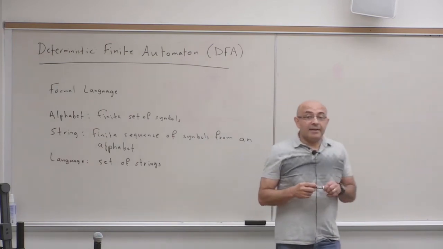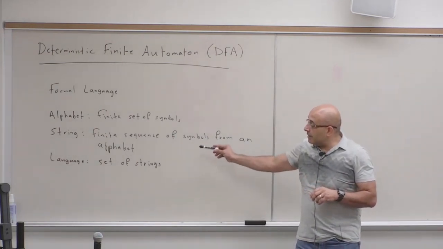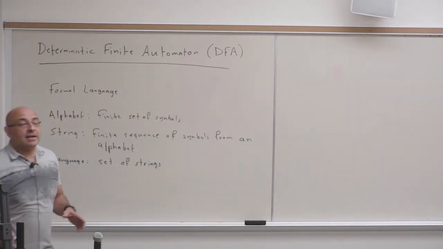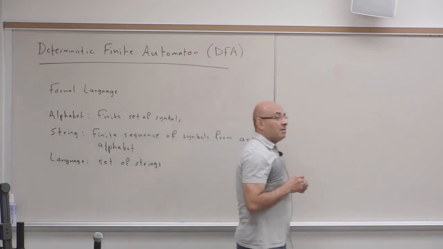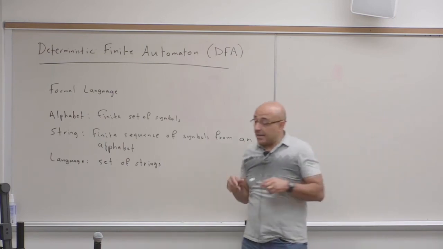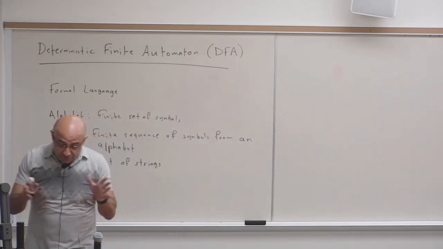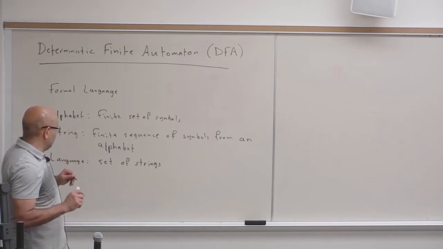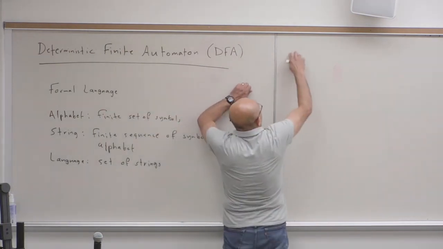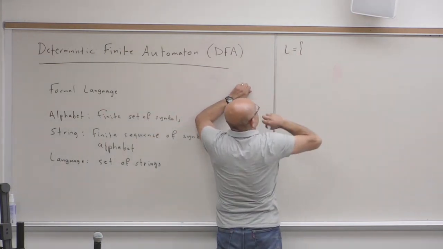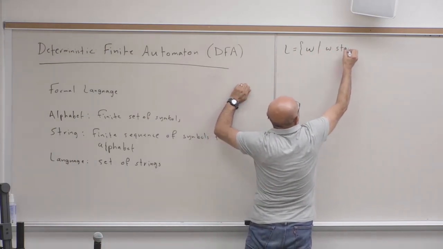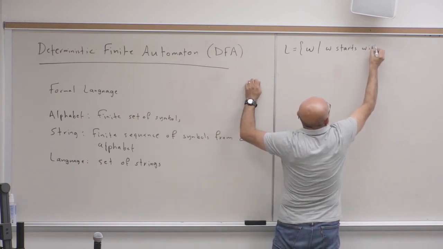In fact, infinite languages that have an infinite number of strings are more interesting. We will see that languages that have a finite number of strings are not that interesting or are easy to recognize, as we will see later. So, what was the language example that we gave last time? We gave an example of a language L that consists of the strings W such that W starts with a 1.